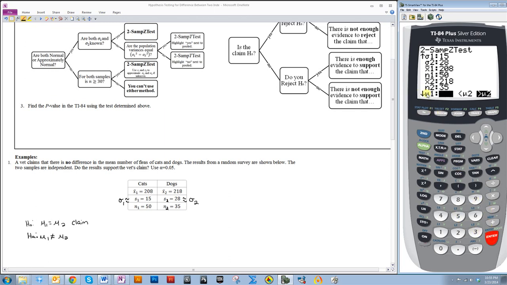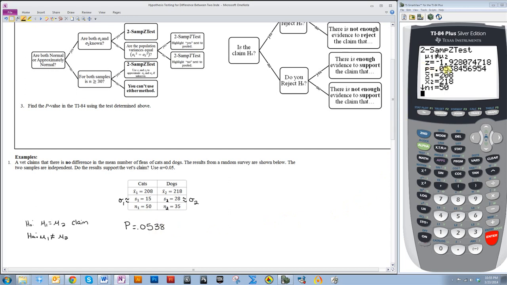When you get to this point here, you want to make sure that you highlight whatever the alternative hypothesis is. The alternative hypothesis has the symbol of not equal to, so I need to make sure not equal to is highlighted. So I highlight it, press enter. Then I press down, highlight calculate, and press enter. So P is equal to 0.0538.